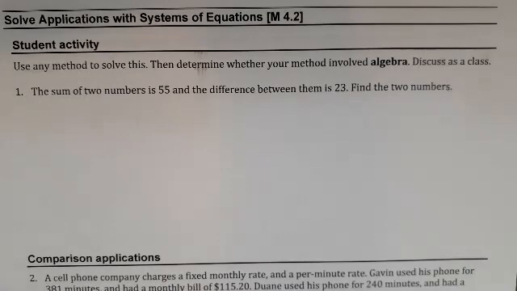The first one starts out with a student activity and says, use any method to solve this, then determine whether your method involved algebra. Discuss as a class. So the sum of two numbers is 55 and the difference between them is 23. Find the two numbers.